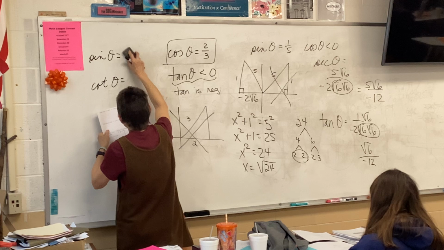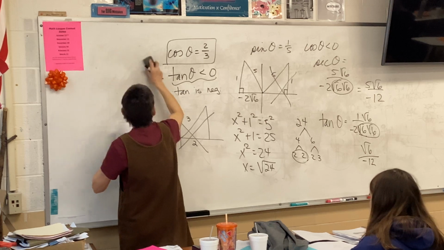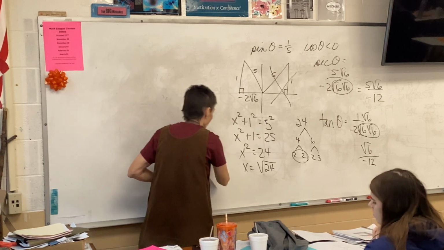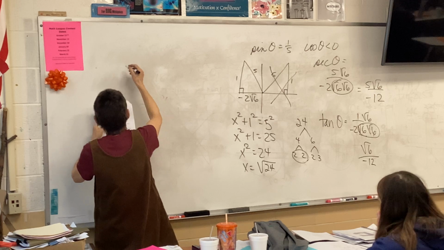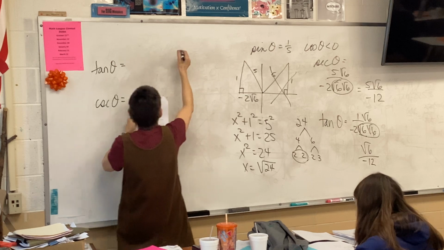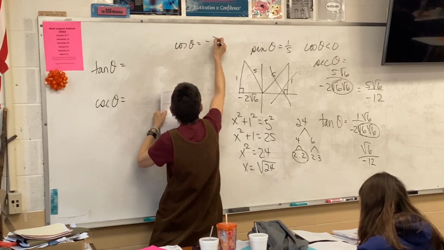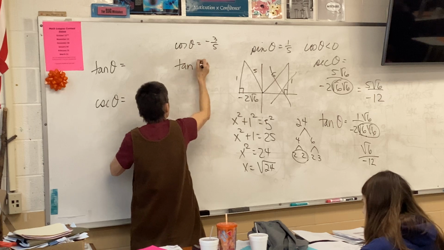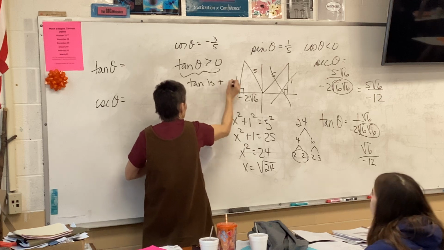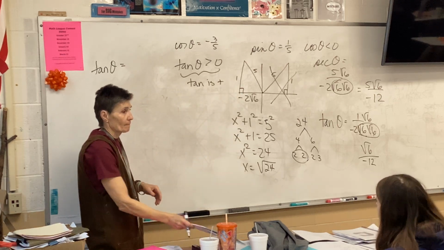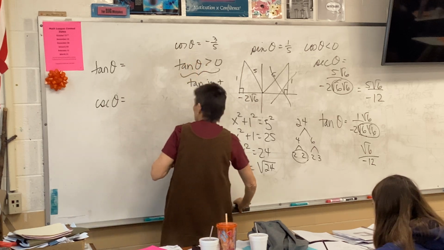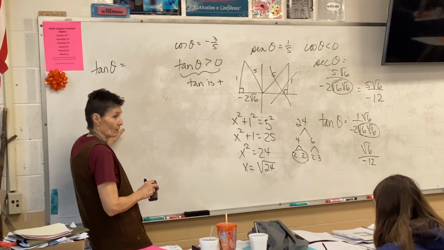One more. Let's walk through it. I need your help. I need you to be engaged here. We're going to find tangent and cosecant. That's our goal. We know the cosine is a negative number, and we know the tangent is positive. So this is what we know right here, and this is what we're going to figure out.